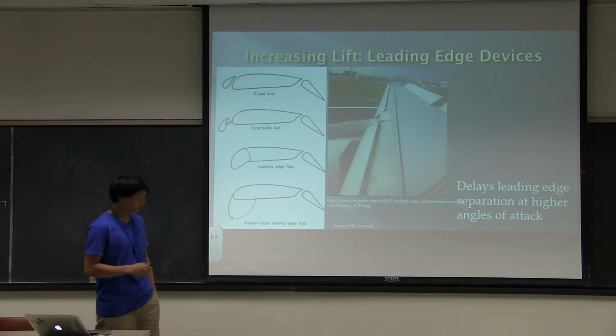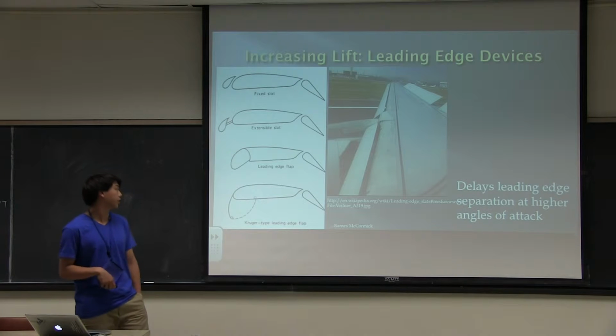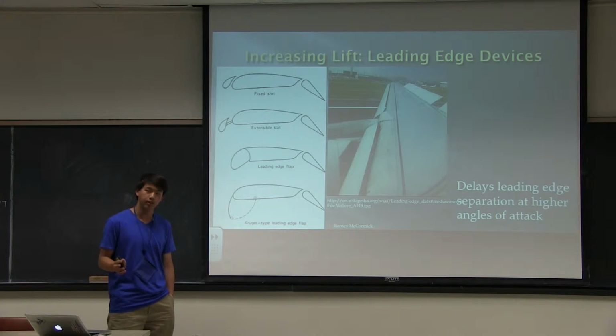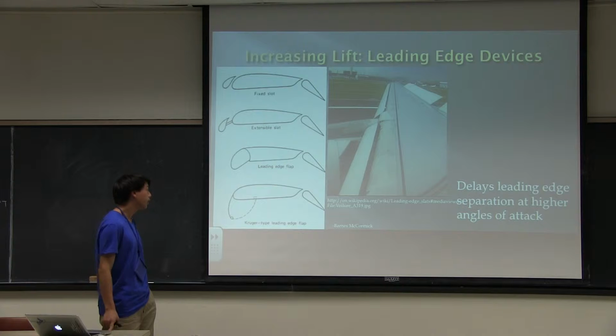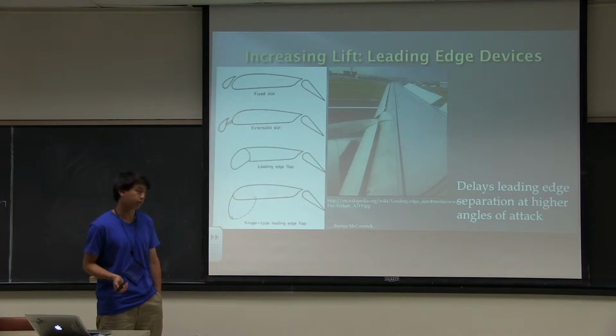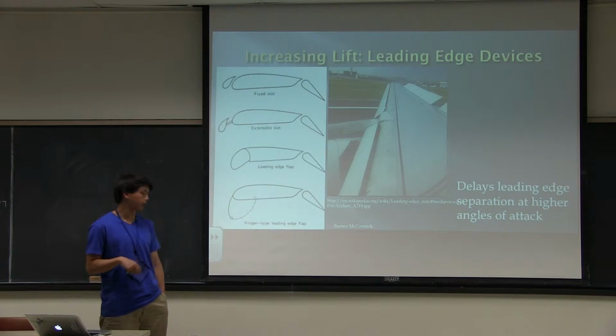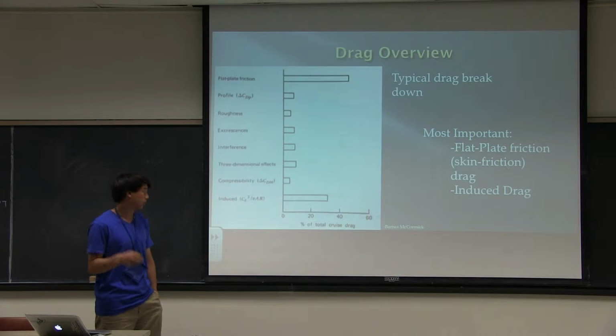Leading edge devices, you have these two: fixed slots and extendable slats. The gap in the middle lets flow from the bottom go to the top, which delays separation and increases your lift. Krueger flaps increase the camber of the airfoil, which leads to more lift.